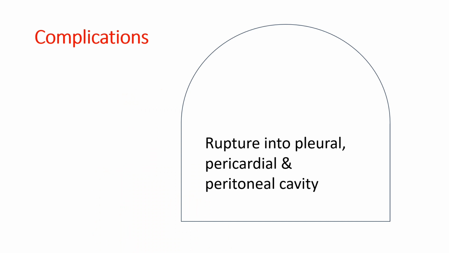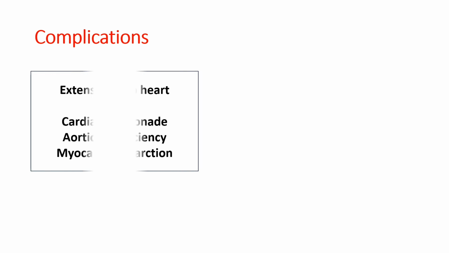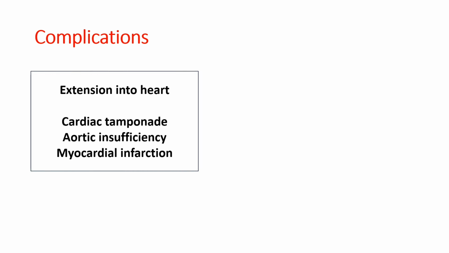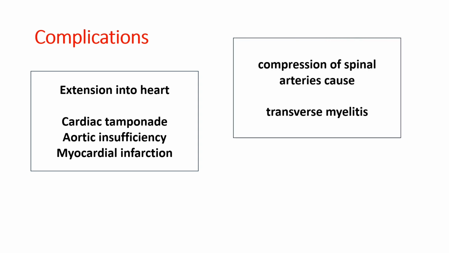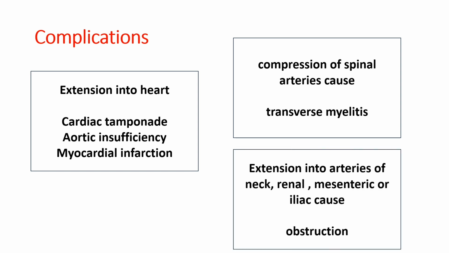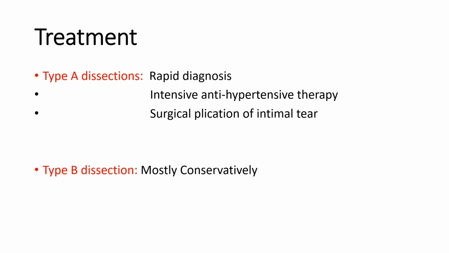Coming to complications, the most frequent complication of aortic dissection is death. It will be due to rupture into pleural, pericardial and peritoneal cavity. It can extend into the heart, causing cardiac tamponade, aortic insufficiency and myocardial infarction. There will be compression of spinal arteries causing transverse myelitis, and there might be extension into the arteries of neck, renal, mesenteric or iliac causing obstruction.